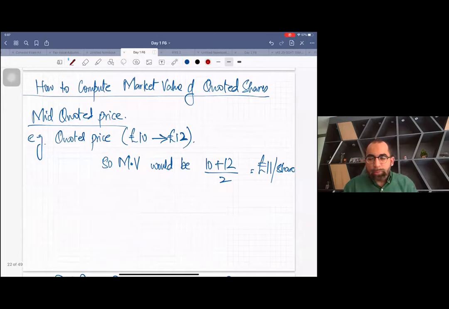Now, how to compute market value of quoted shares? First of all, use your brain. Whenever there is a transaction between connected persons, for gain calculation you need to use the market value instead of disposal proceeds. This is the normal thing. So what if dad gifted quoted company shares to son?